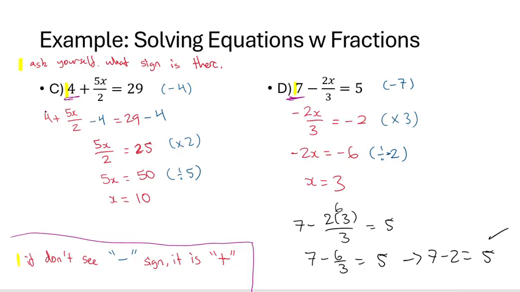And then as you can see, 4 minus 4 becomes 0. And then I'm left with the fraction 5x over 2 on the left hand side, and 29 minus 4 on the right hand side is 25. Then I multiply both sides by 2. So if you remember, when I multiply both sides by 2, this is what happens. Okay, times 2, times 2, just like that.